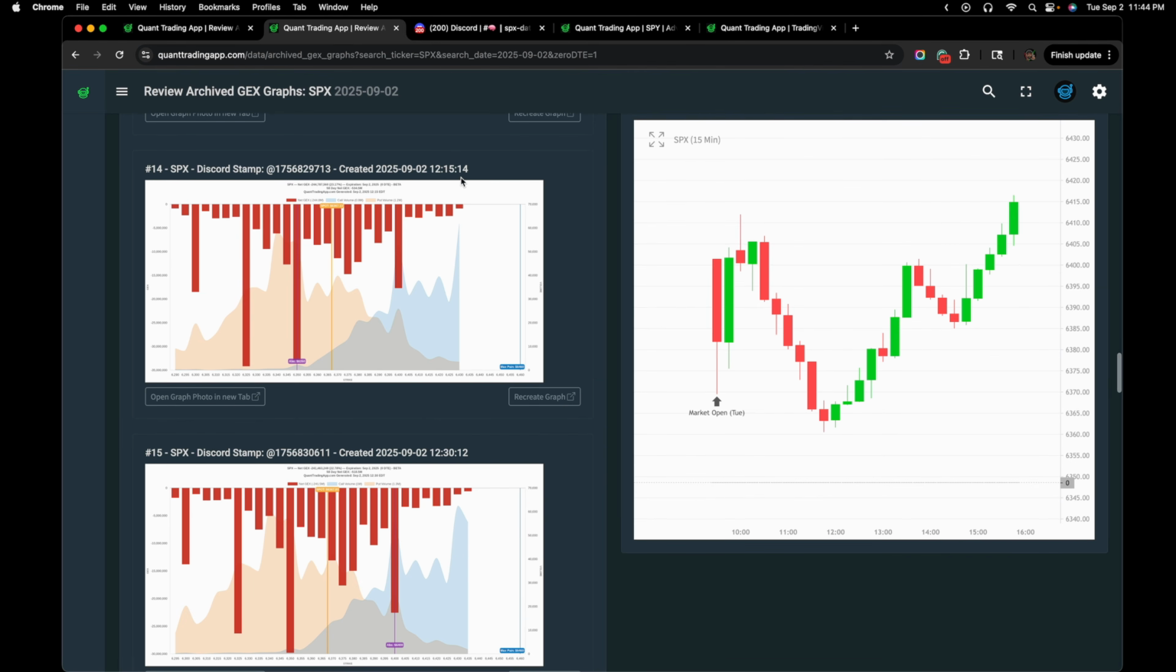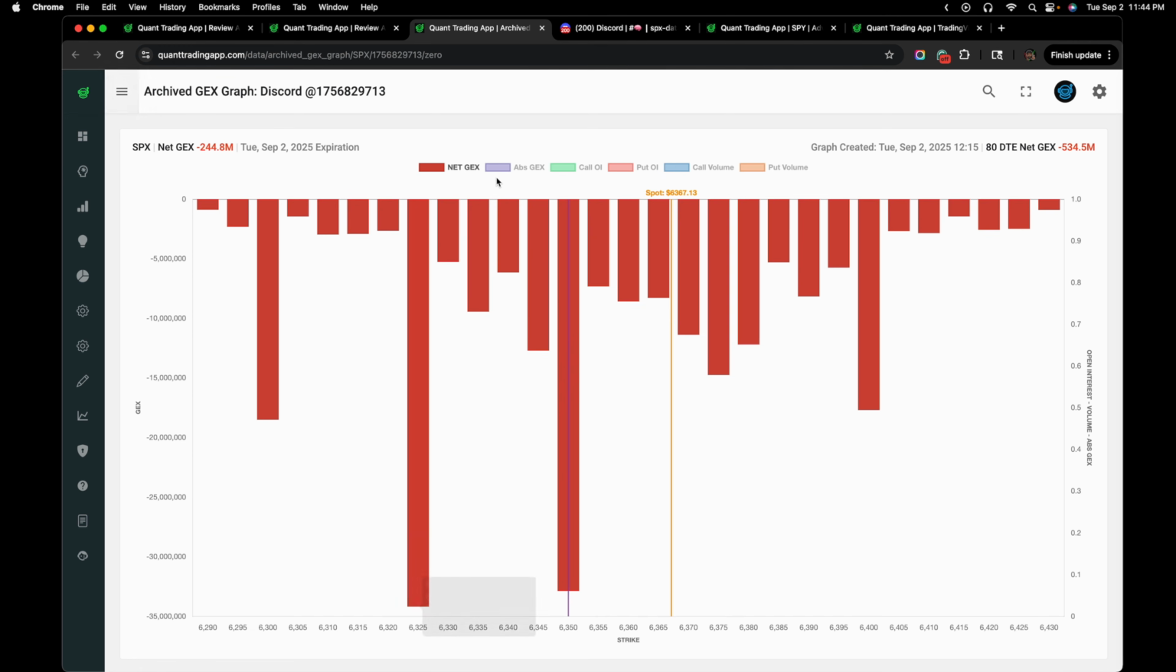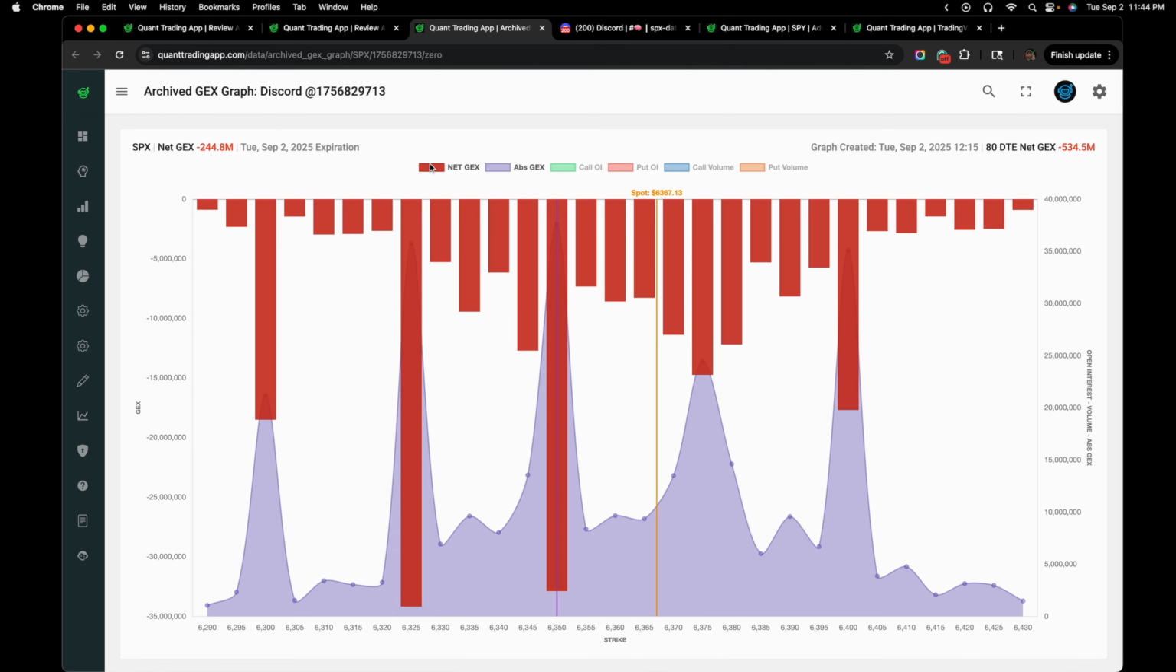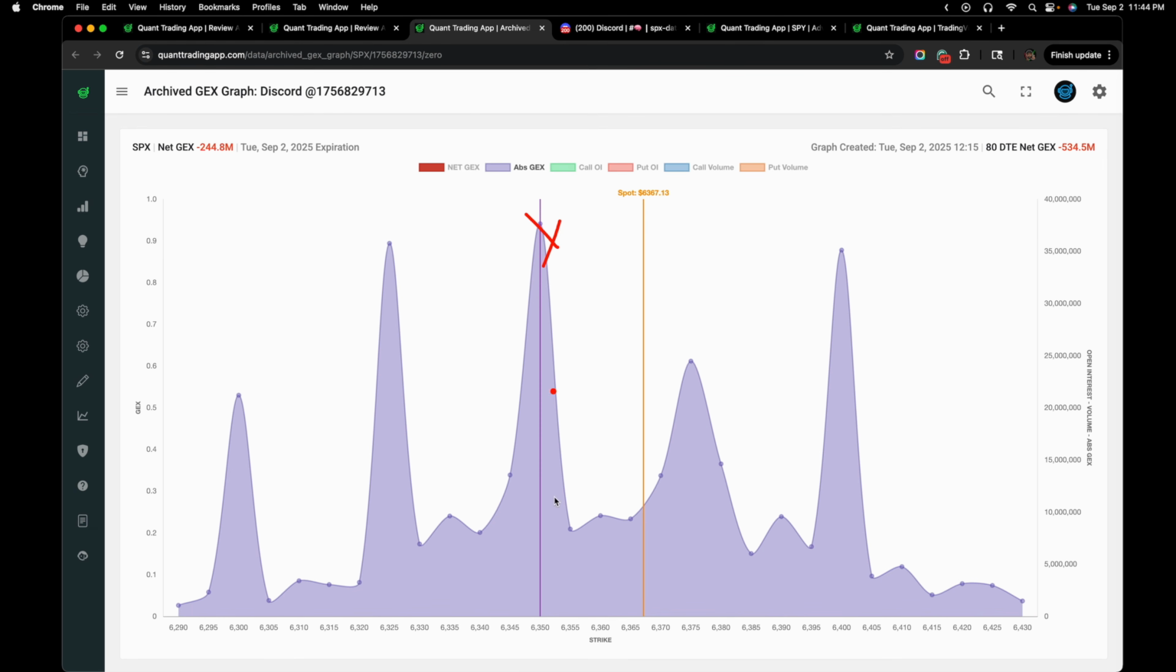So let's jump to the closest timestamp. So 12:15 Eastern time. Let's pull that up. Let's see what the absolute gamma strike looked like. And here we go. We can see this was the key strike, 350, but we can still see that the 400 strike was still pretty dominant.